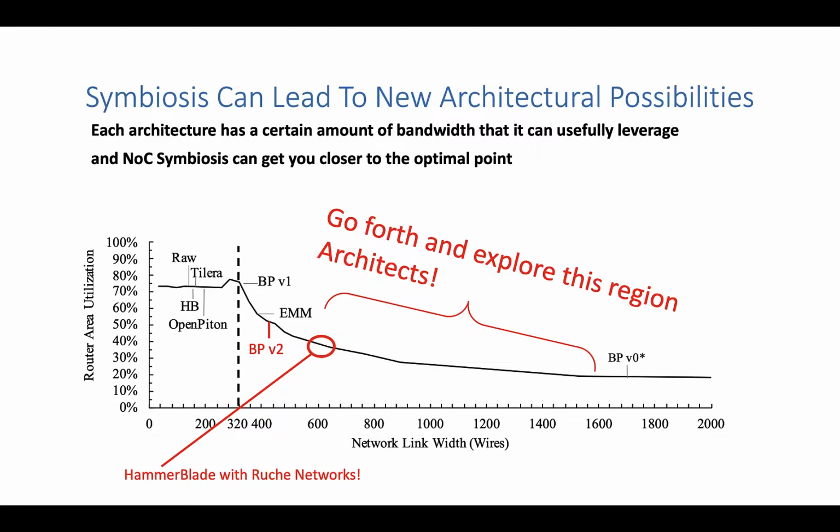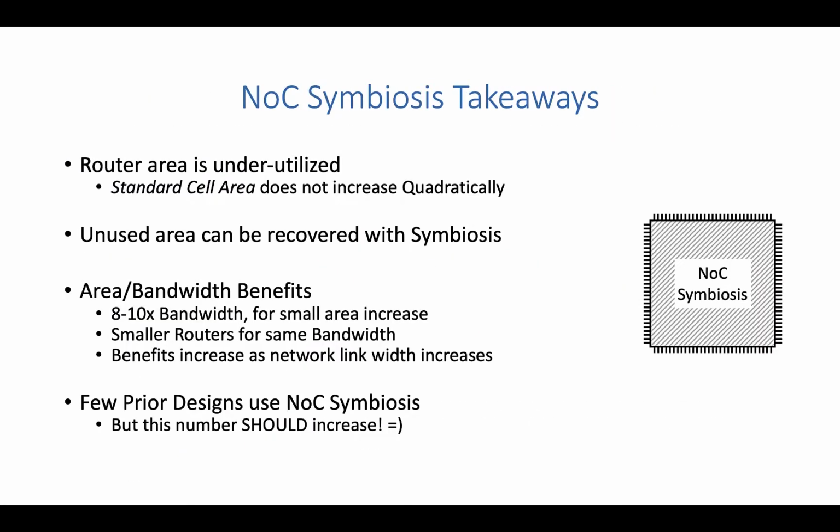To conclude, what are some of the takeaways of NoC Symbiosis? First, router area is underutilized, particularly as the network link width increases. This happens because the standard cell area does not increase quadratically, while the total router area does. This unused area can actually be recovered with NoC Symbiosis, and this gives us order of magnitude bandwidth benefits for little or no area cost.